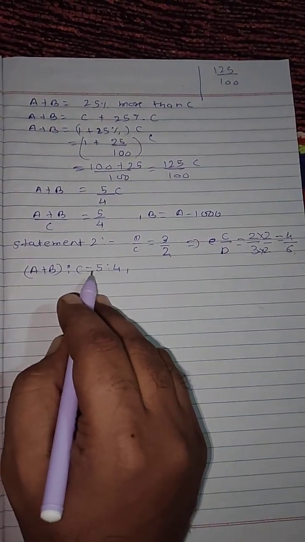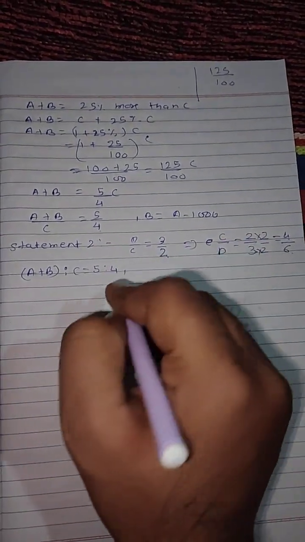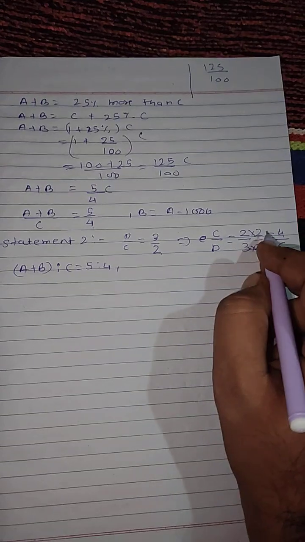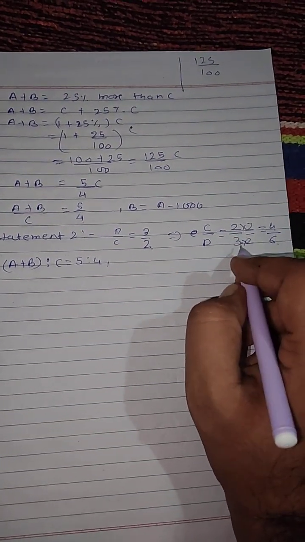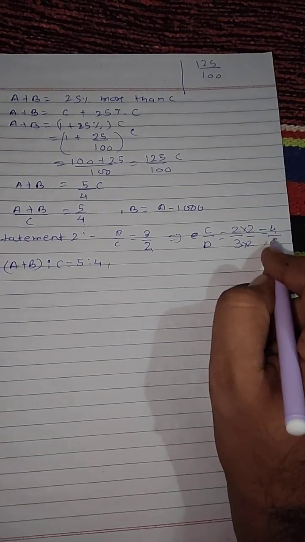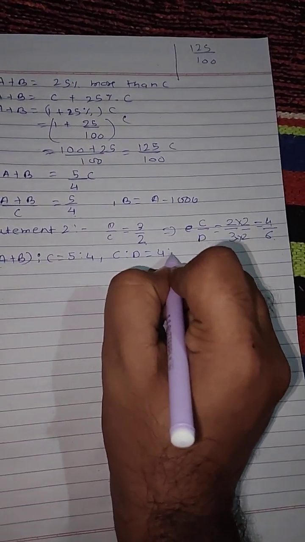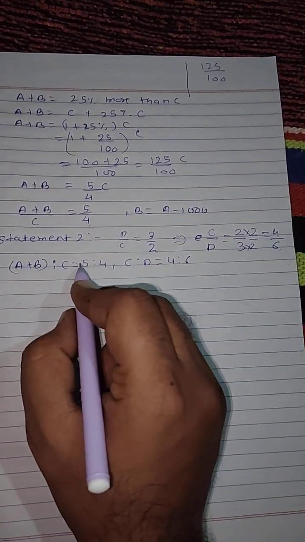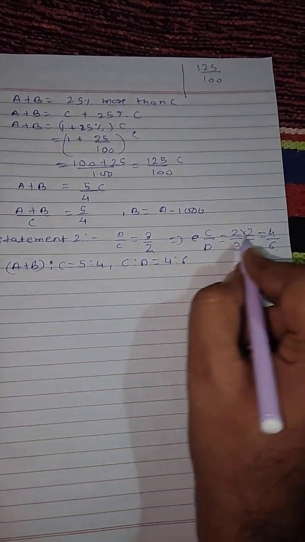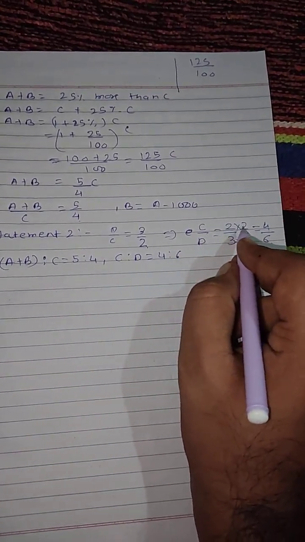Since A plus B by C is 5 is to 4, here also I am doing it, so we are making the value of C equal. I am multiplying by 2 and dividing by 2. So 2 into 2 is 4 and 3 into 2 is 6. So C is to D is 4 is to 6, since I multiplied by 2, because here C is already 4. So A plus B is 5 and C is 4. I multiply and divide by 2 because I need to convert the value of C to 4.